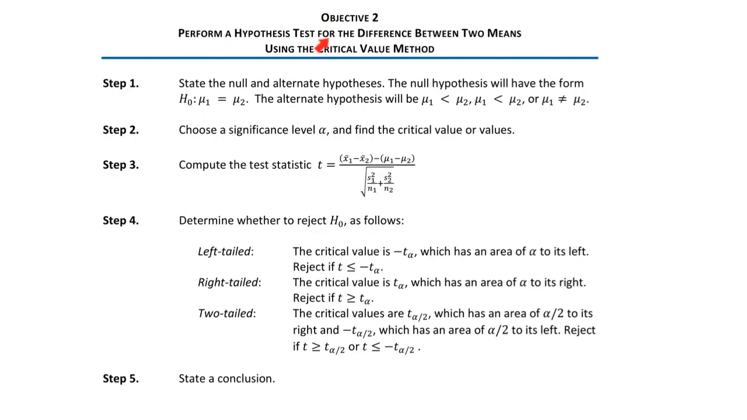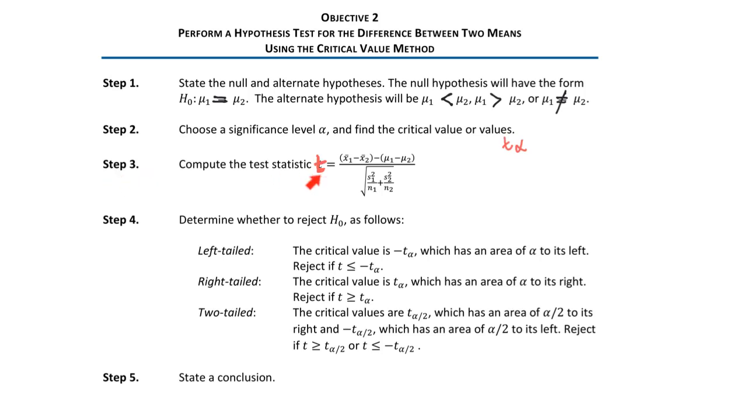Objective 2, perform a hypothesis test for the difference between two means using the critical value method. Step 1 is state the null and alternate hypothesis. Null hypothesis is mu1 equal mu2. Alternate hypothesis can be less than, greater than, or not equal sign. Step 2, choose the significant level alpha and find the critical value. Step 3, compute the test statistic using this formula.